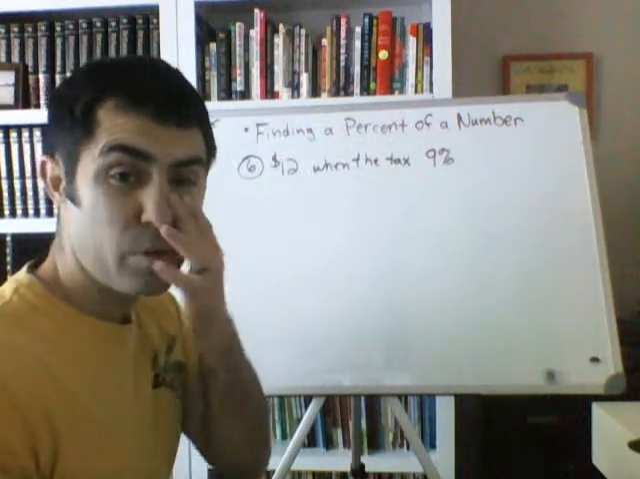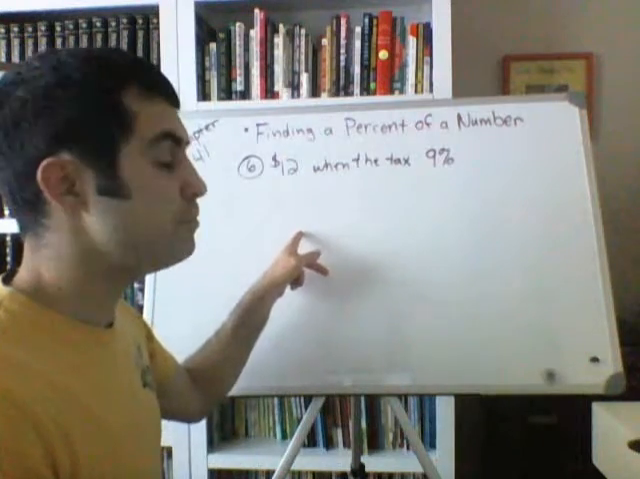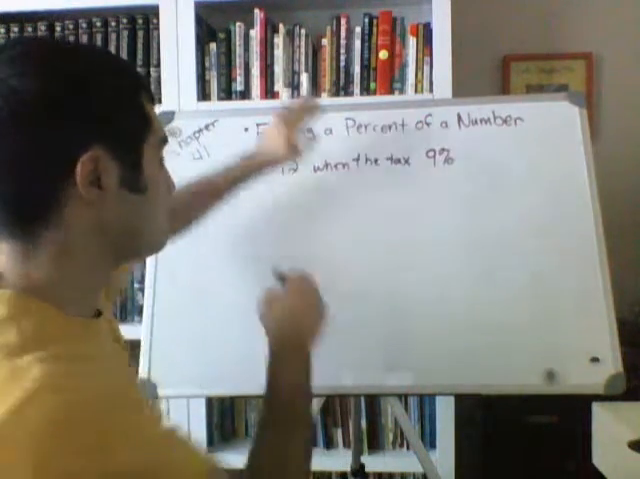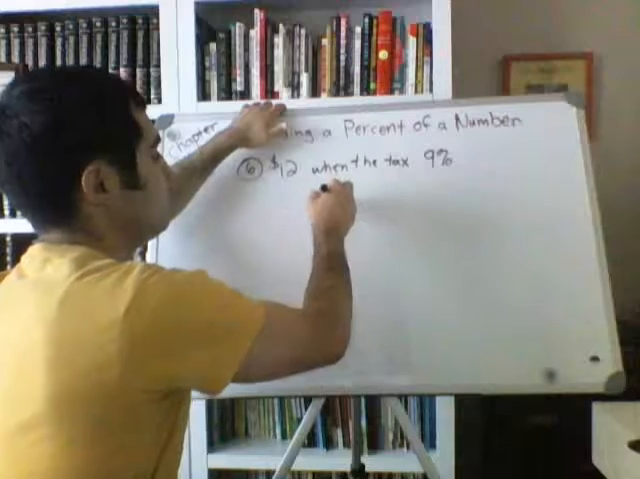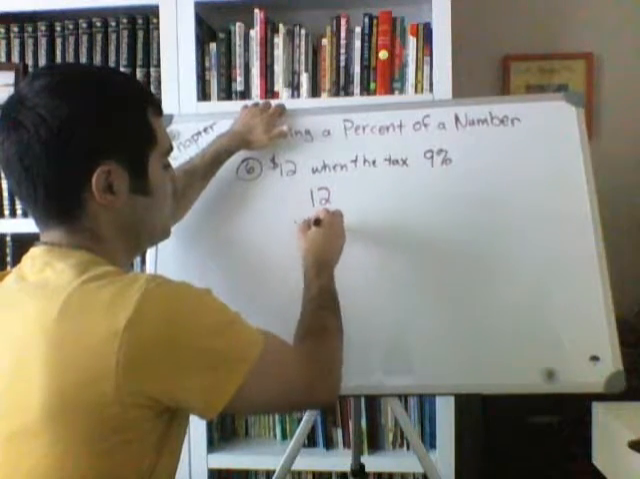Now this isn't the end price. A lot of times people get mixed up between the end price and sales tax, and you'll see what I mean in a second. I'm going to take 12 times 0.9.